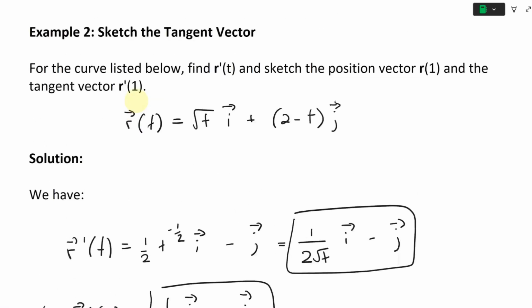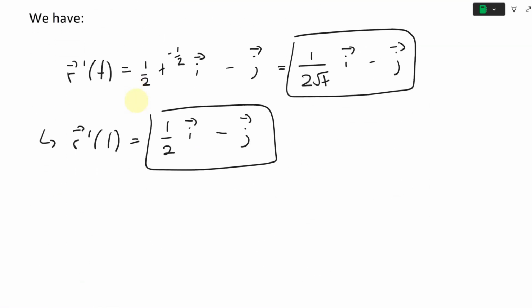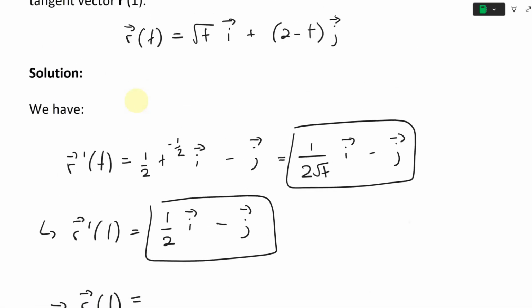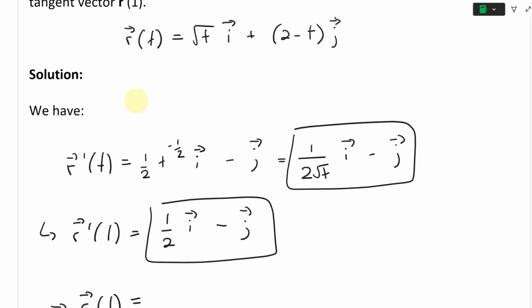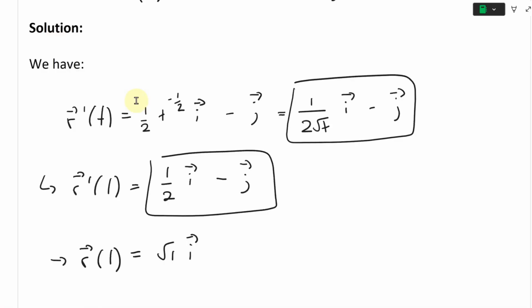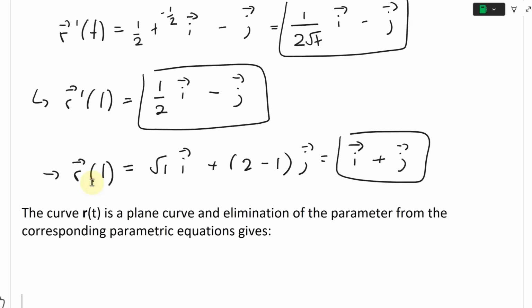And then lastly, let's get the point, just the regular vector there. r of 1 equals, let's plug in these values, square root of 1 times i plus 2 minus 1 times j. So this equals i plus j. So there it is. All right, now let's go further.